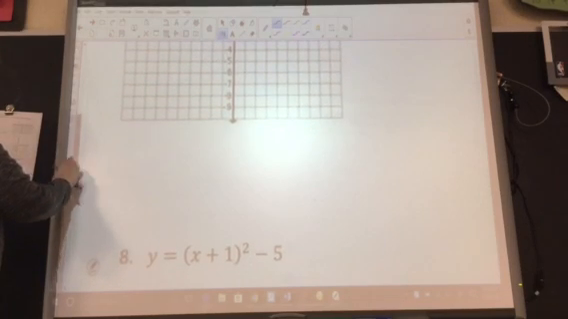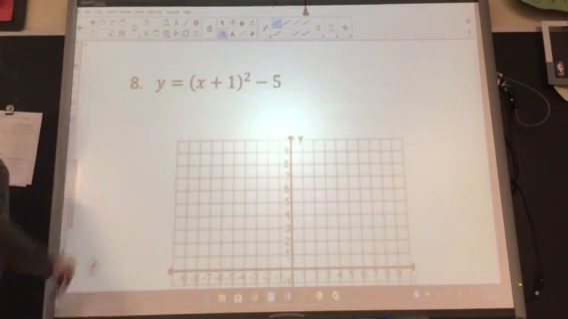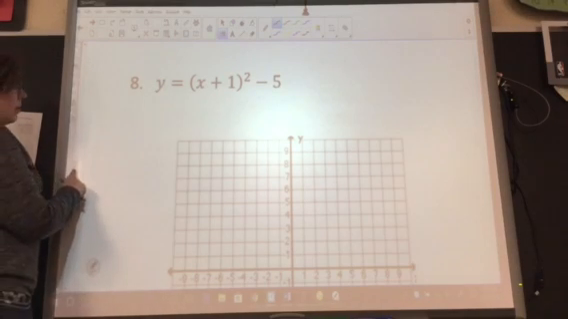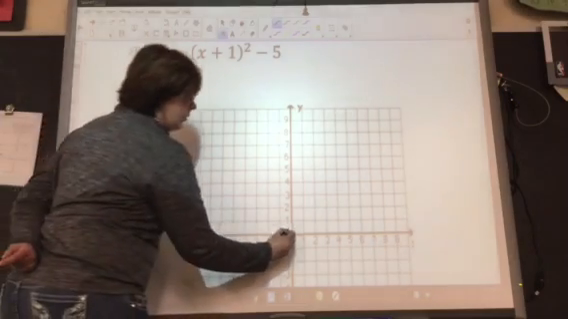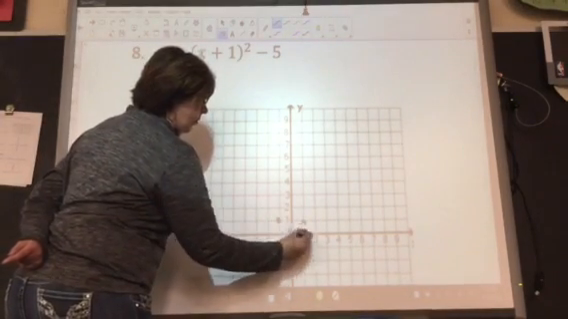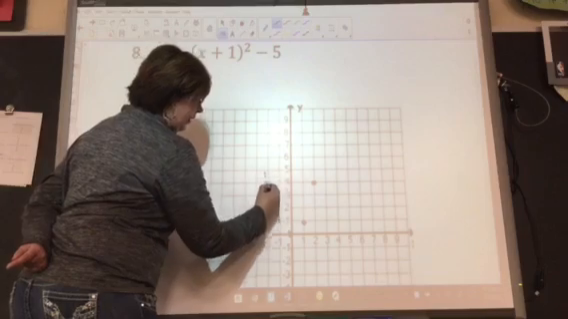Okay, I knew that was going to happen. Number 8. Someone tell me what's going to happen with number 8. Cameron. Well, when you graph the parent function: 0, 0, 1, 1, negative 1, 1, 2, 4, negative 2, 4. Here's my parent function.